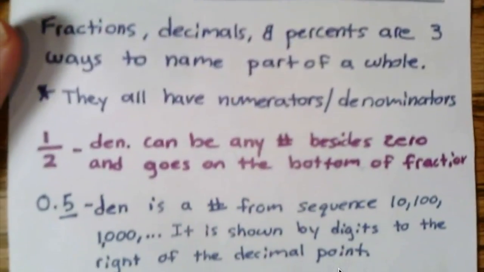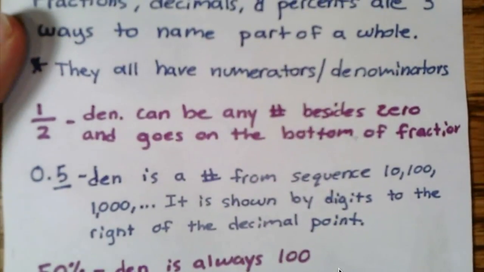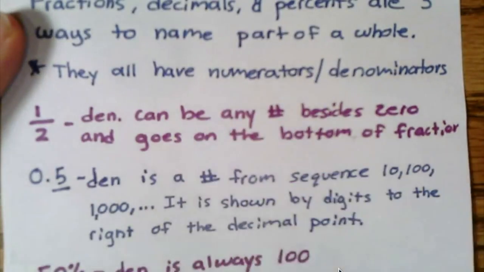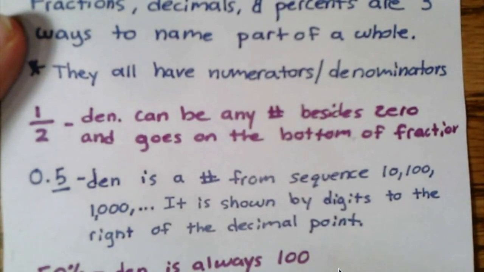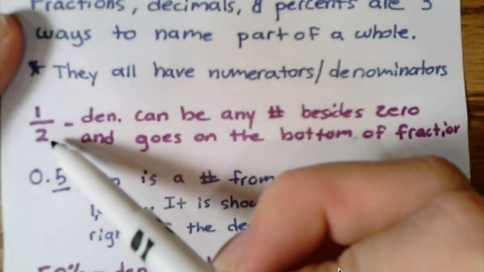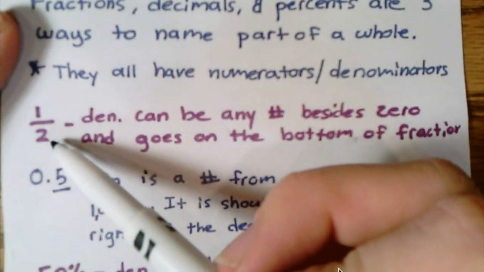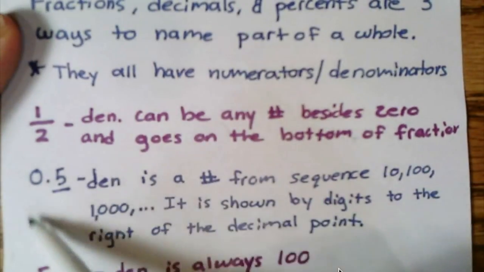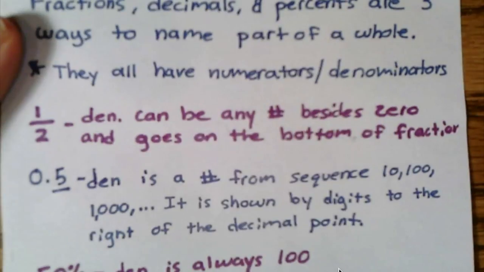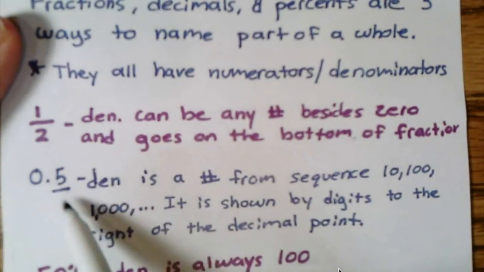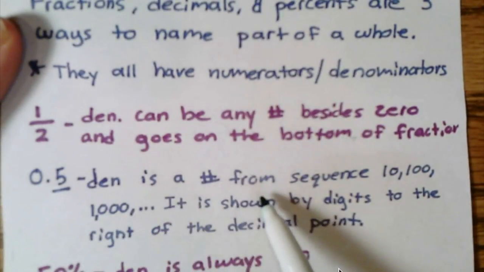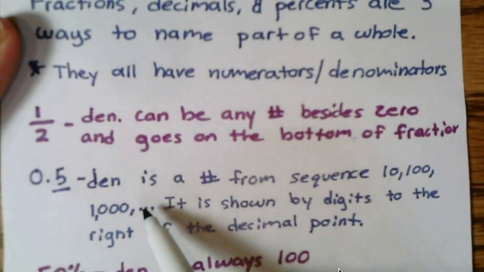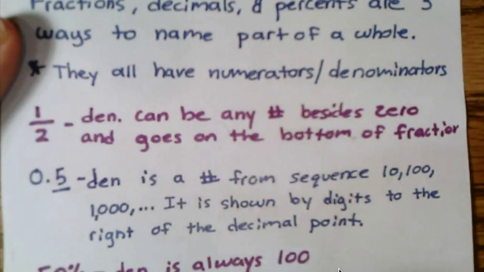So here, if it's written as a fraction, the numerator is on top and the denominator is the number on the bottom. It can be any number besides 0, and it always goes on the bottom of the fraction. So in this example, your denominator is a 2. Now, if it's written as a decimal, this is a little bit trickier. In a decimal number, the denominator is a number from the sequence 10, 100, 1,000, 10,000, 100,000, and so on.